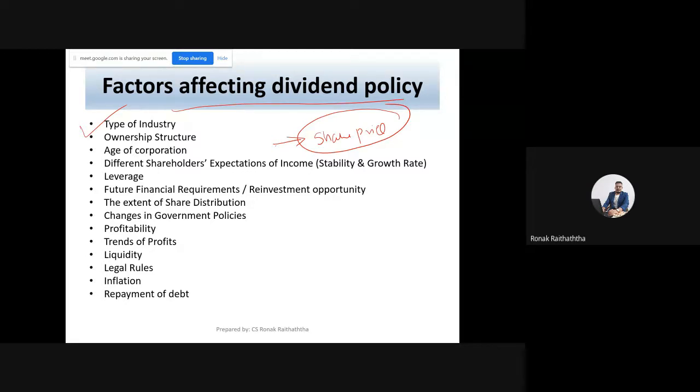First one is the type of industry. Now, from industry to industry, the dividend policy may differ. If you take some of the IT stocks, they pay a good amount of dividend. Some public sector undertakings have also started paying a good amount of dividends in India. So it is always specifically expected by the shareholders that if I invest in such kind of a stock, then I'll get the dividend.